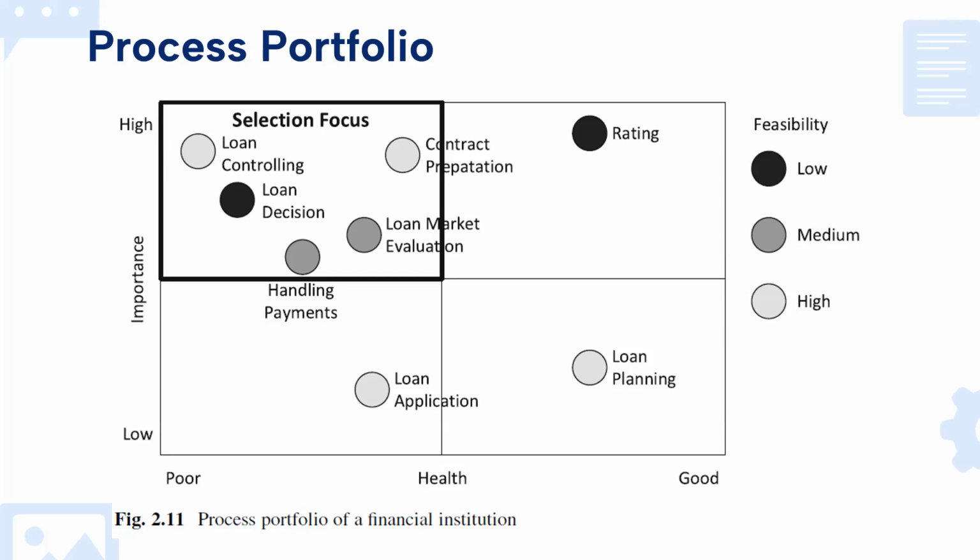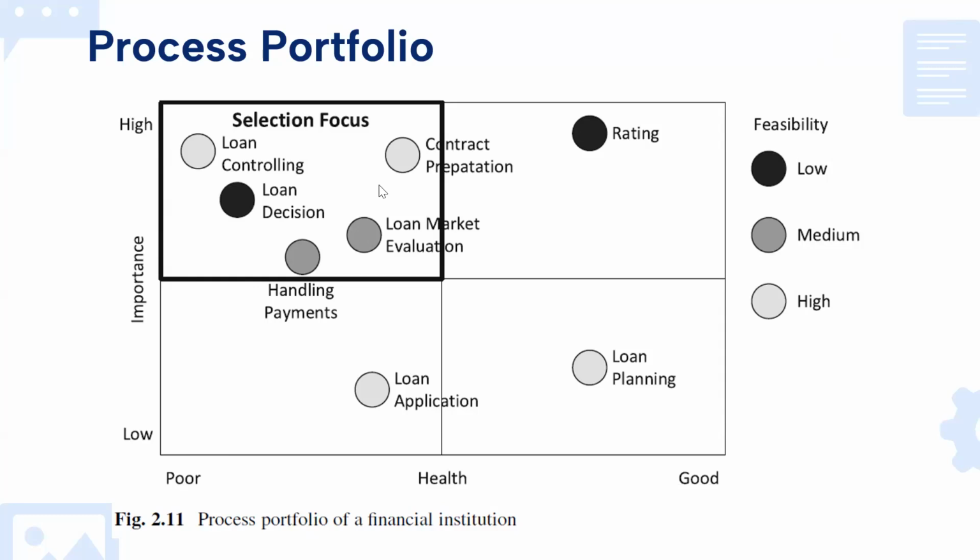Okay. Ayomi, can you explain why you selected contract preparation? Contract preparation has better health than loan controlling. So it has a good health. So why did you select it? Usually when you are selecting, as Tarindu mentioned, we have to select the processes which have the highest importance. Health should be very less and feasibility should also be high. So feasibility is the same, importance is also the same, but health is somewhat okay in contract preparation.